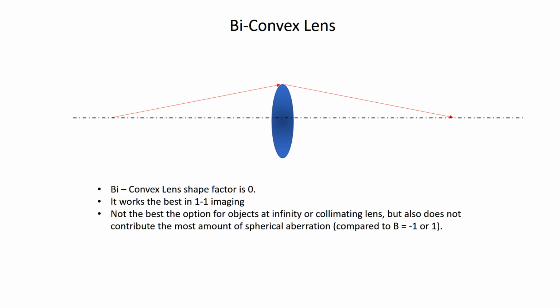Unfortunately, in lab, we ran out of time to test a biconvex lens, but we wanted to take a moment to talk about it. The shape factor of a biconvex lens is 0. Theoretically, it works best with one-to-one imaging, and it isn't the most suitable option when objects are at infinity or as a collimating lens, but as the graph shown at the beginning of this video indicates, it isn't necessarily the worst option.